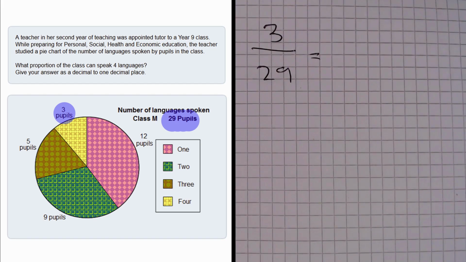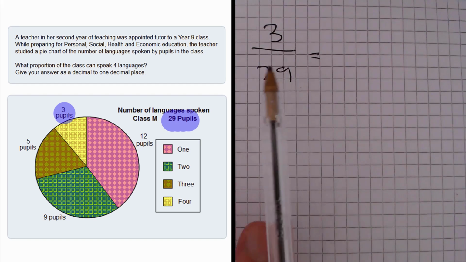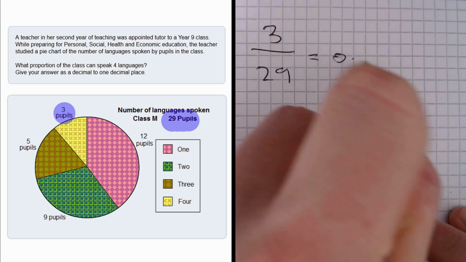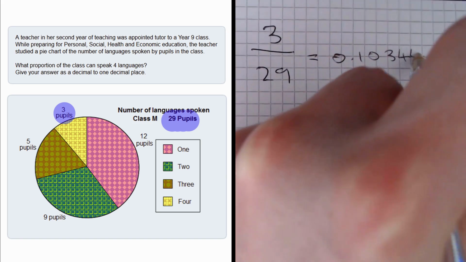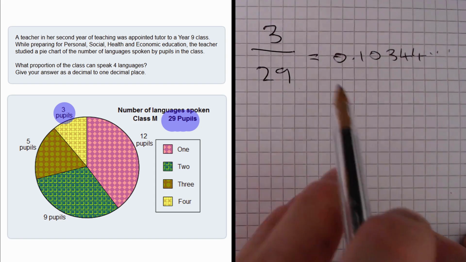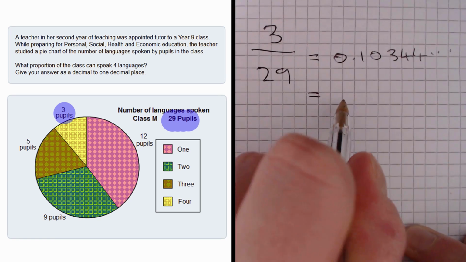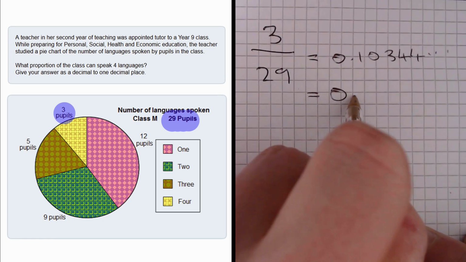Now as this is on the written section, we can use a calculator to work this out. So we're going to type in 3 divided by 29 on our calculator, and that will give you 0.10344... Now it wants our answer rounded to 1 decimal place. So this means that the answer is going to be 0.1.